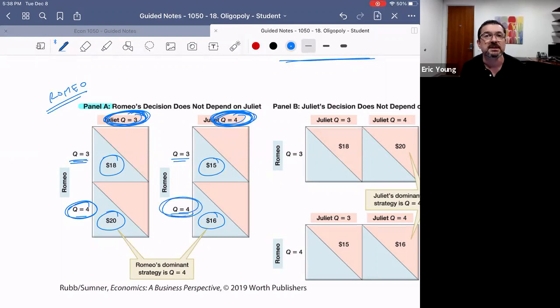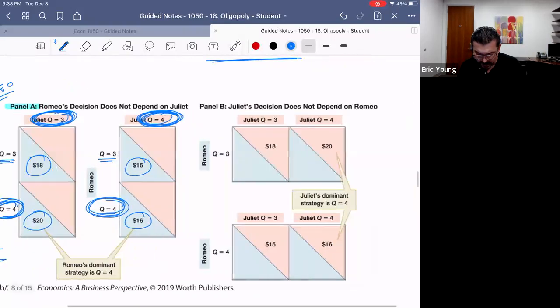Notice what this means. No matter what Juliet does, whether she makes 3 or makes 4, Romeo has the same best solution. Make 4. Therefore, for Romeo, producing 4 is a dominant strategy. It's a dominant strategy because it's the best decision for him, regardless of what Juliet does. Okay? Now let's go to the other side of this equation.